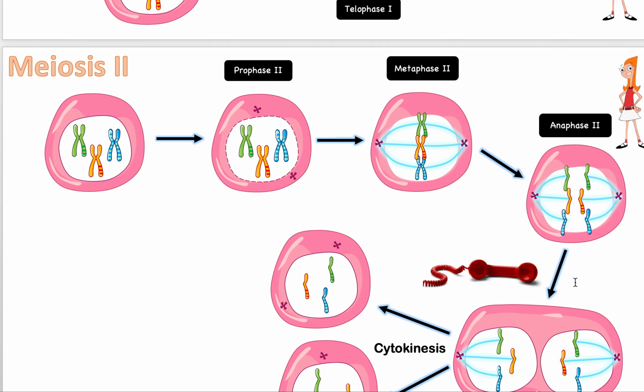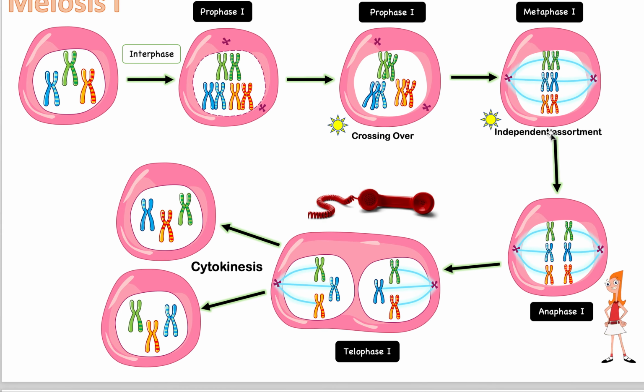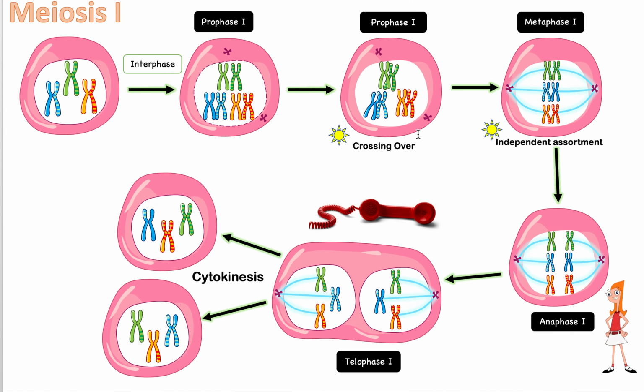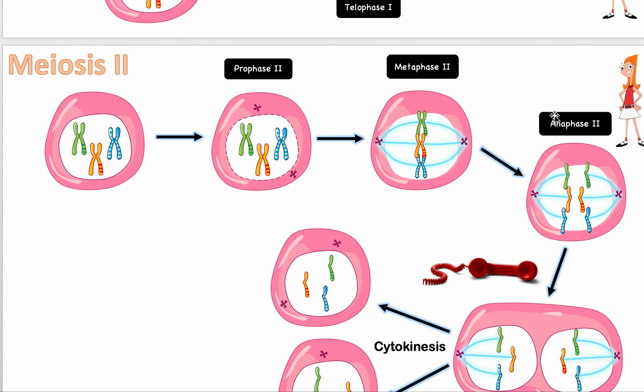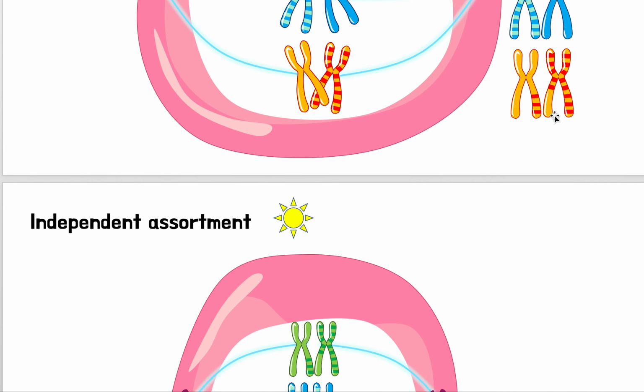Okay, so now the next HL part we need to know is independent assortment. What is this? Remember, after prophase, when this crossing over happened, during metaphase, they will align in the middle, right? M for metaphase, for middle. So when they line up, there's something important to consider.